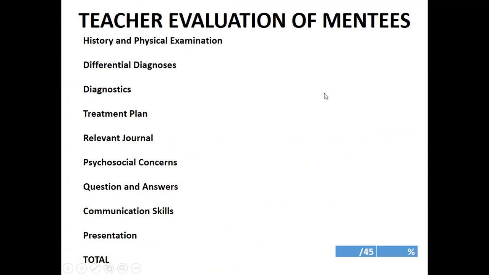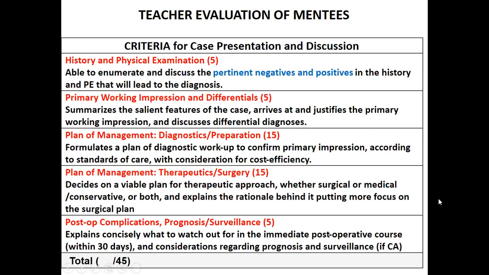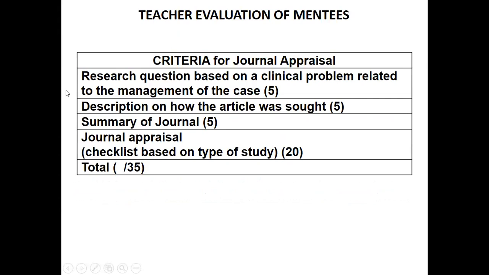So Nicole gave me a copy of how I'm going to evaluate you. So history, physical examination, differential diagnosis, diagnostics, treatment plan, relevant journal, psychosocial concern, questions and answers, communication skills, presentation. Here I will base my evaluation on your participation in the class in this particular Zoom. Basically, it's the same: history and physical examination, primary working diagnosis, differentials, plan of management in terms of diagnostic and then therapeutics, especially surgery, then complications, prognosis, and surveillance. Criteria for journal appraisal: the research question based on the clinical problems related to the management of the case, which you were able to identify, description of how the article was sought, then summary of the journal, 5 points, and then journal appraisal based on a checklist.